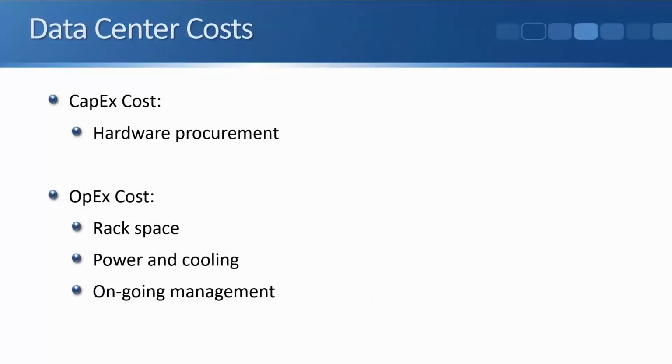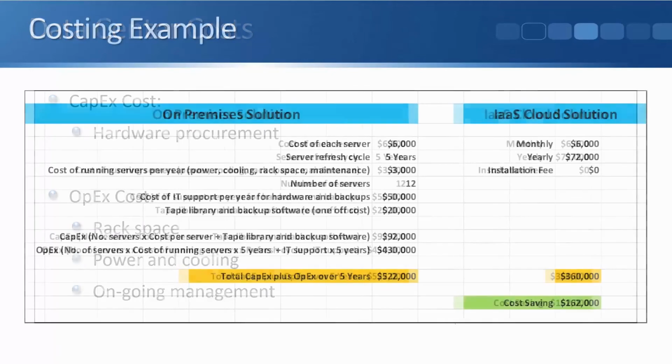So the different costs that we need to take into account if we were going to maintain our own on-premise data center, we need to know these so we can compare these costs to the costs of a cloud solution. So for an on-premise data center solution, we need to factor in the CapEx cost of the hardware procurement, the actual equipment we're going to have in there. We also need to add in the OpEx cost for rack space, power and cooling, and ongoing management.